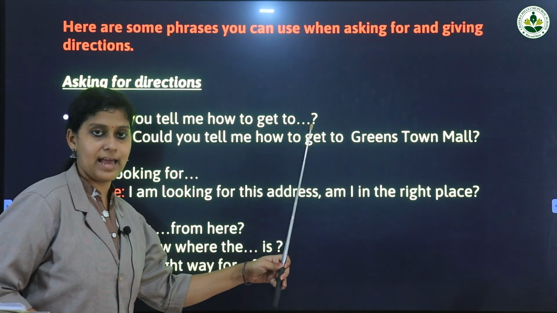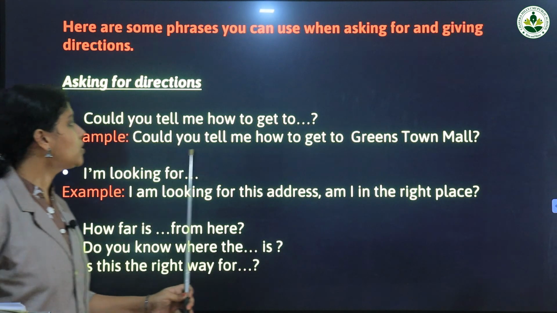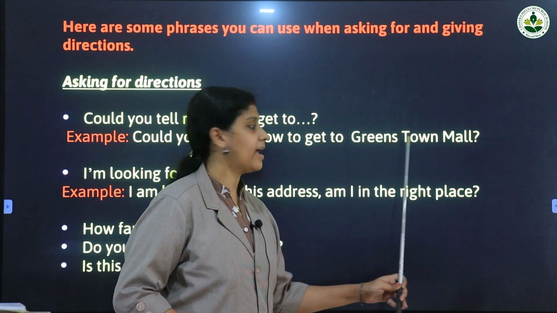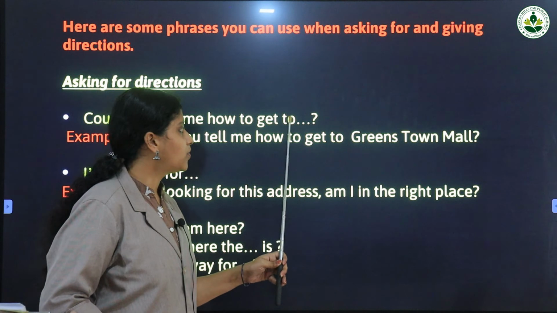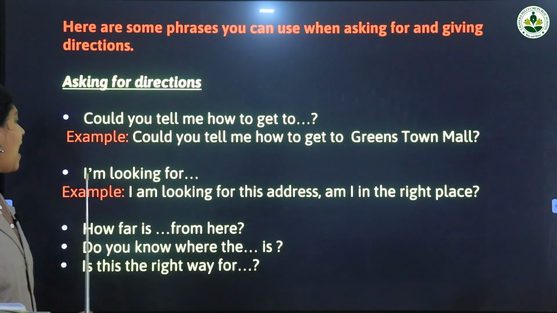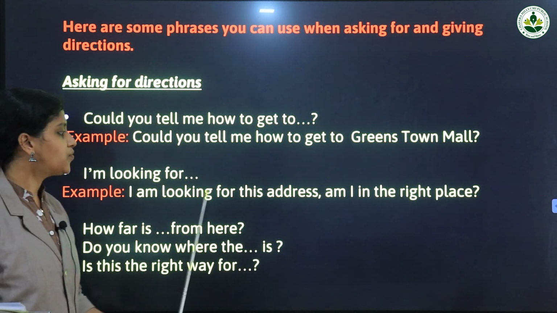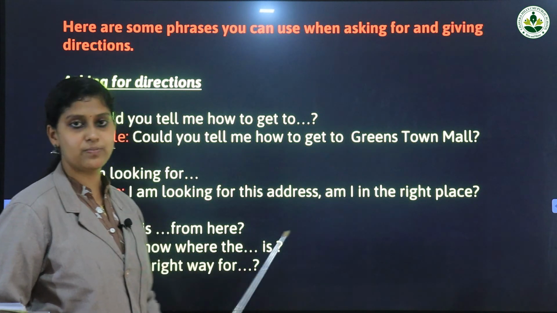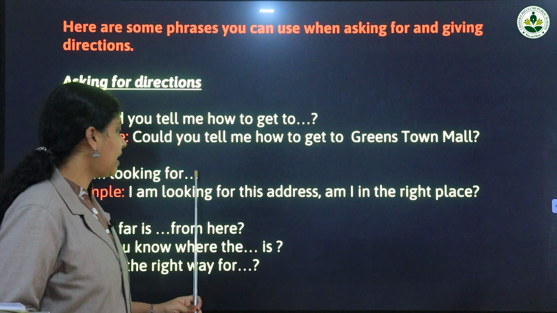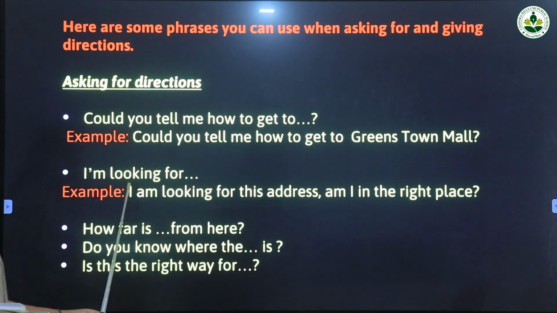Here you can see some blanks, and in these blanks you can add the place. Look at this example: could you tell me how to get to Greenstown Mall? This is the name of that place. After this phrase you can add the name of that place. Next one, I am looking for. This is the second phrase. For example, I am looking for this address. Am I in the right place? Here you can see some blank spaces and you must add the place. This is an example for this phrase.